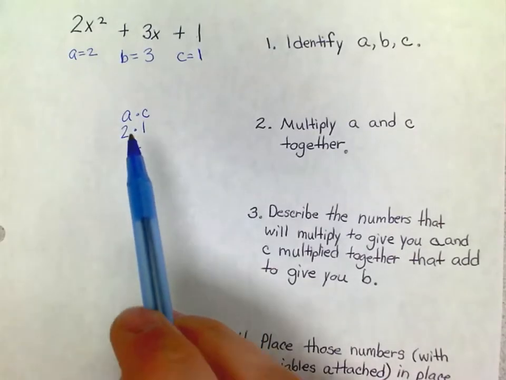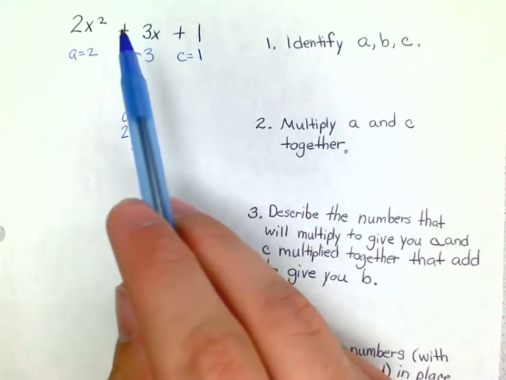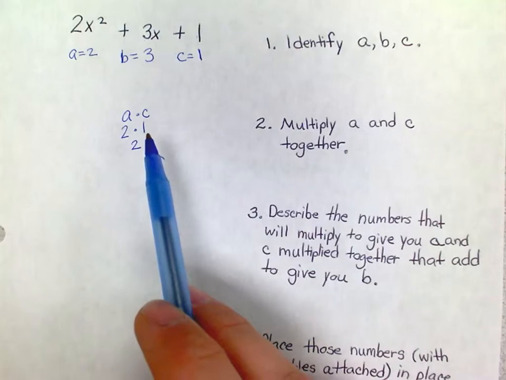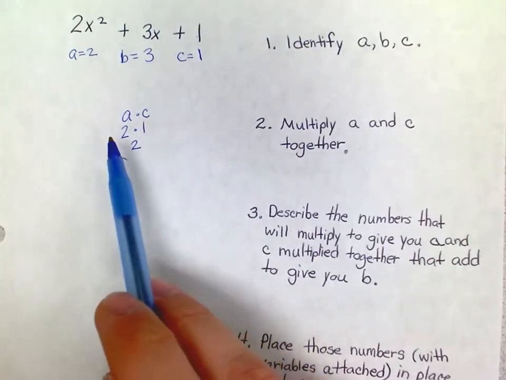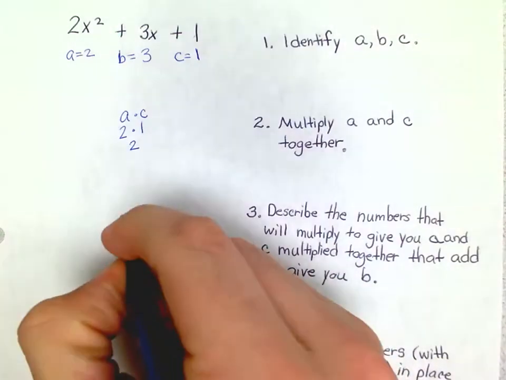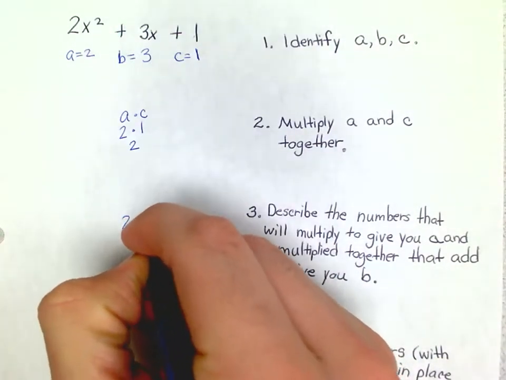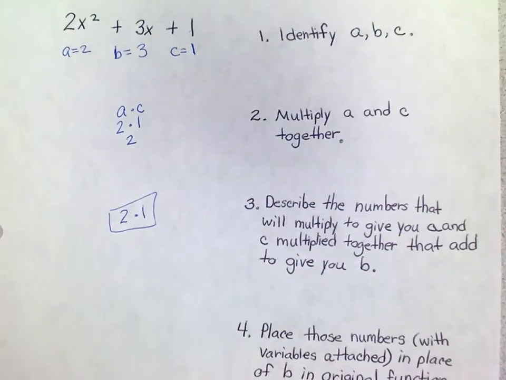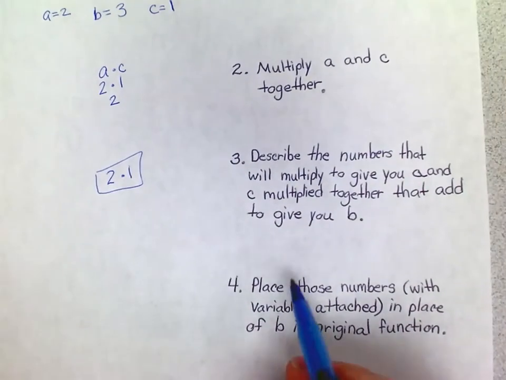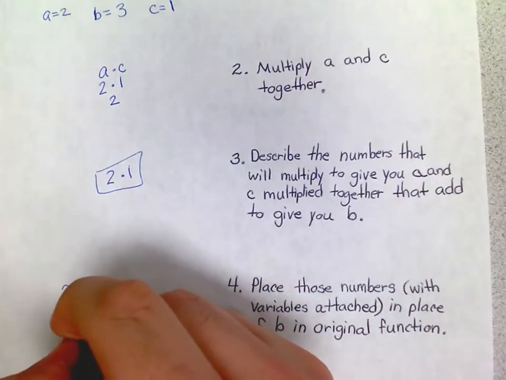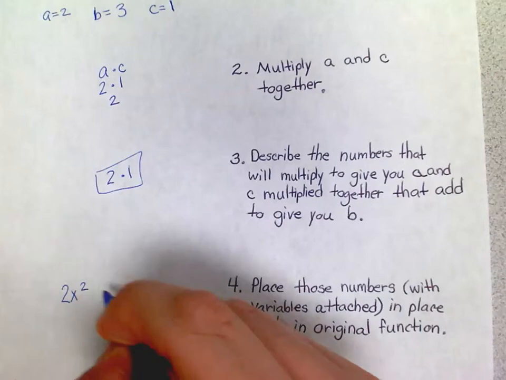Okay, so we see that B is equal to 3, and also we just multiplied these together, and since 2 is prime, 1 and 2 are the only things that will come together to give you 3. So the numbers that add together to give you B that multiply to give you A and C are just 2 and 1.